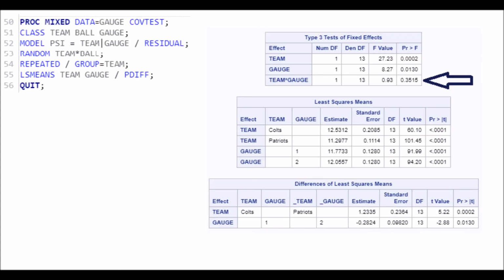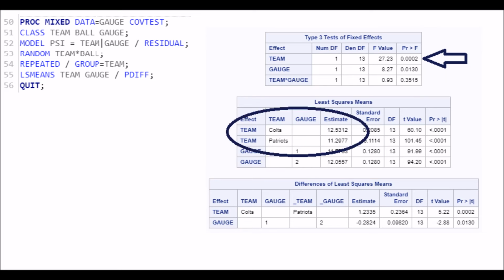Since there is no significant interaction term between team and gauge, it means the difference between measurements that was due to using a different gauge is the same for both teams' balls. It is interesting to note that there was a significant difference between the two gauges, such that measurements taken with gauge 1 were significantly lower than measurements taken with gauge 2.